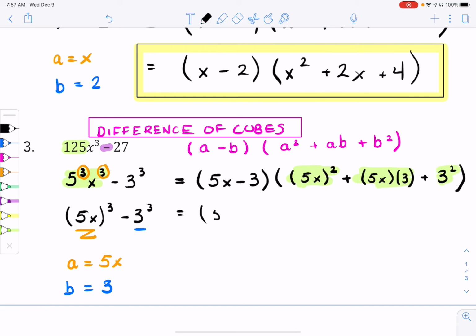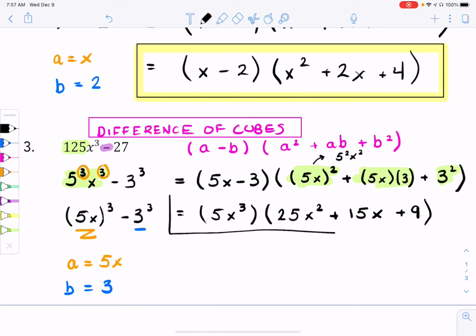So we have 5x cubed multiplied by 5x squared is the same thing as 25x squared. It's 5 squared times x squared. So 25x squared plus 5x times 3, which is 5 times 3, or 15x, plus 3 squared, which is 9. And this is your final answer.